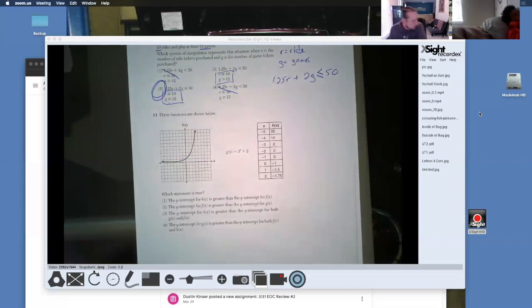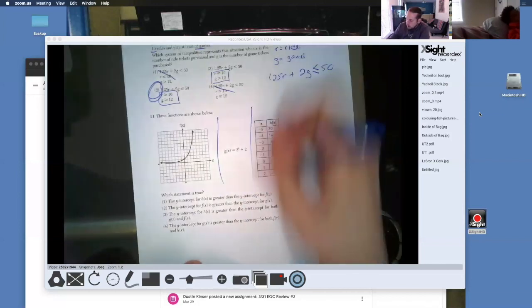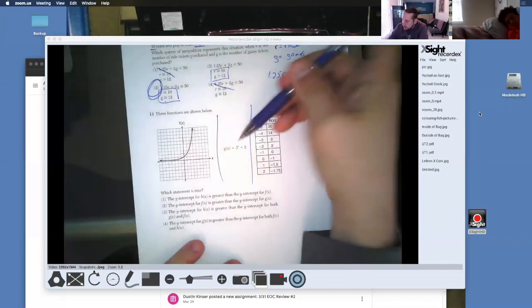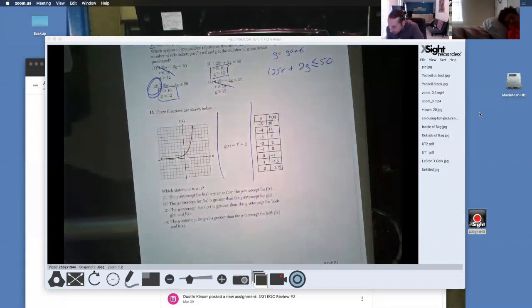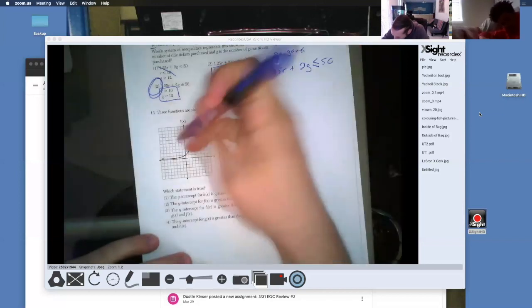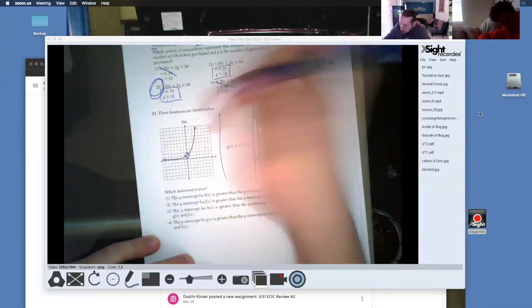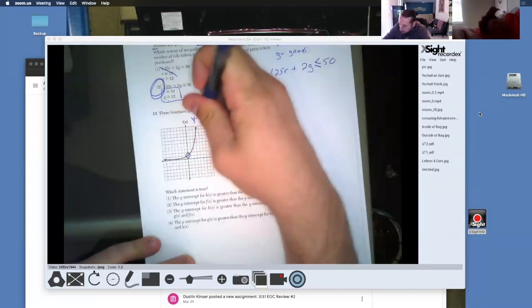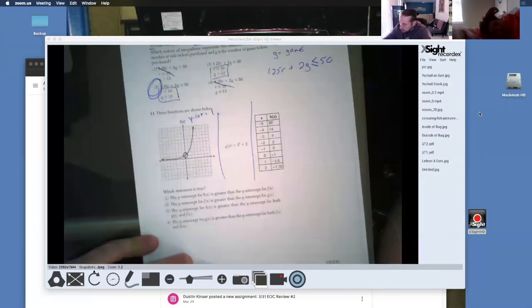All right, so number 11, 3 functions. These are 3 different functions here: f of x, g of x, and h of x. They want to know what statement is true. It looks like they're comparing all the y-intercepts. So right here, my y-intercept is 1.